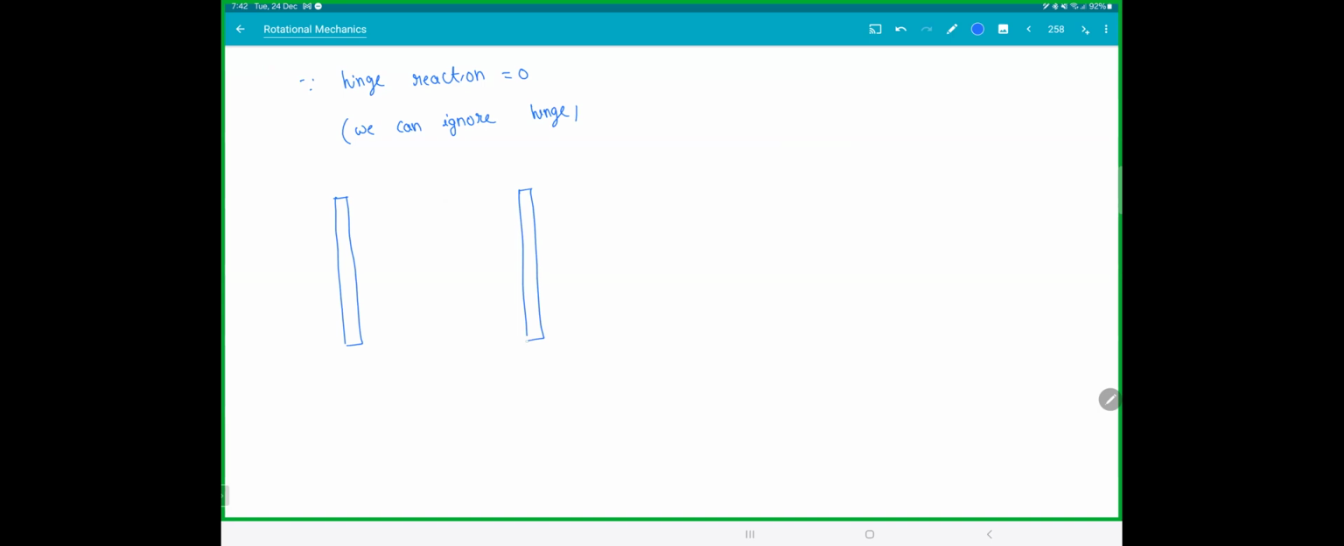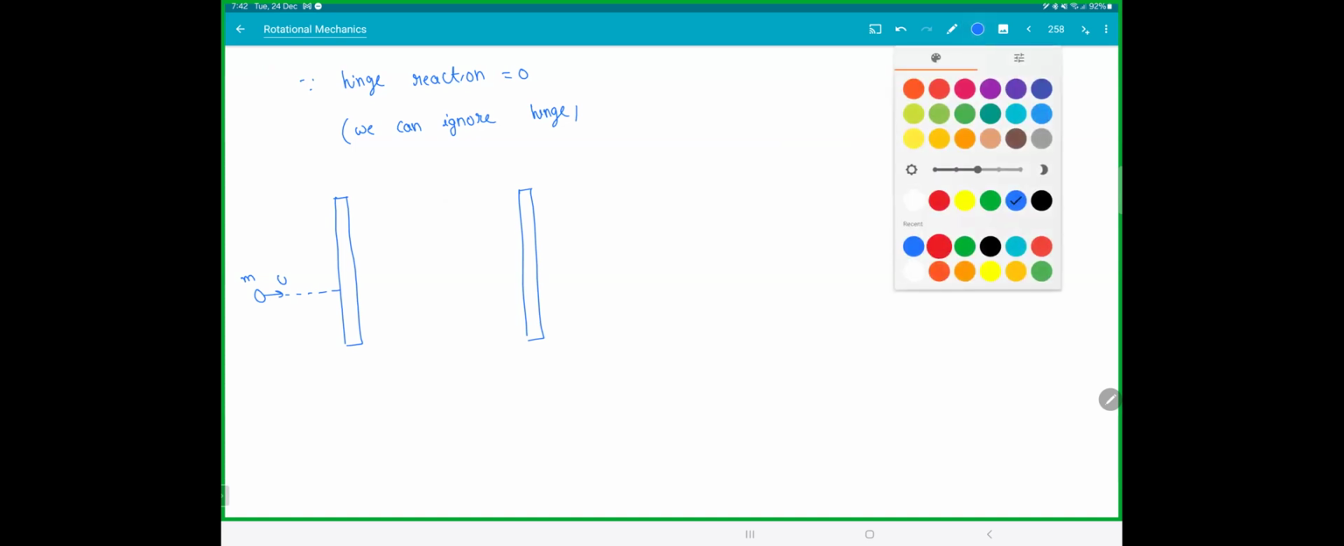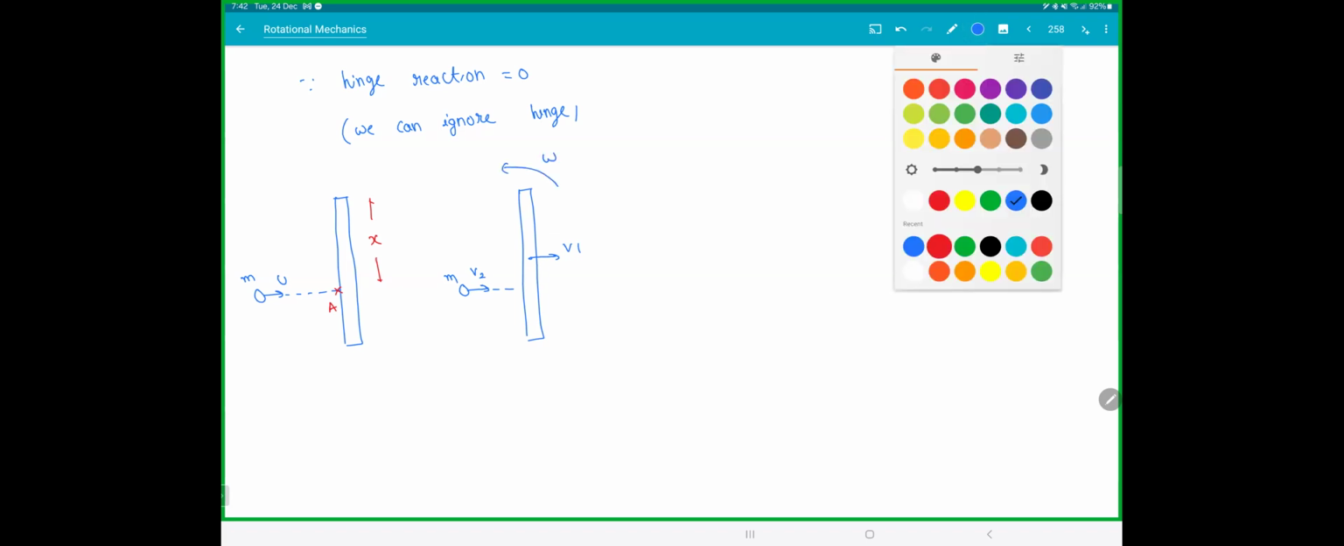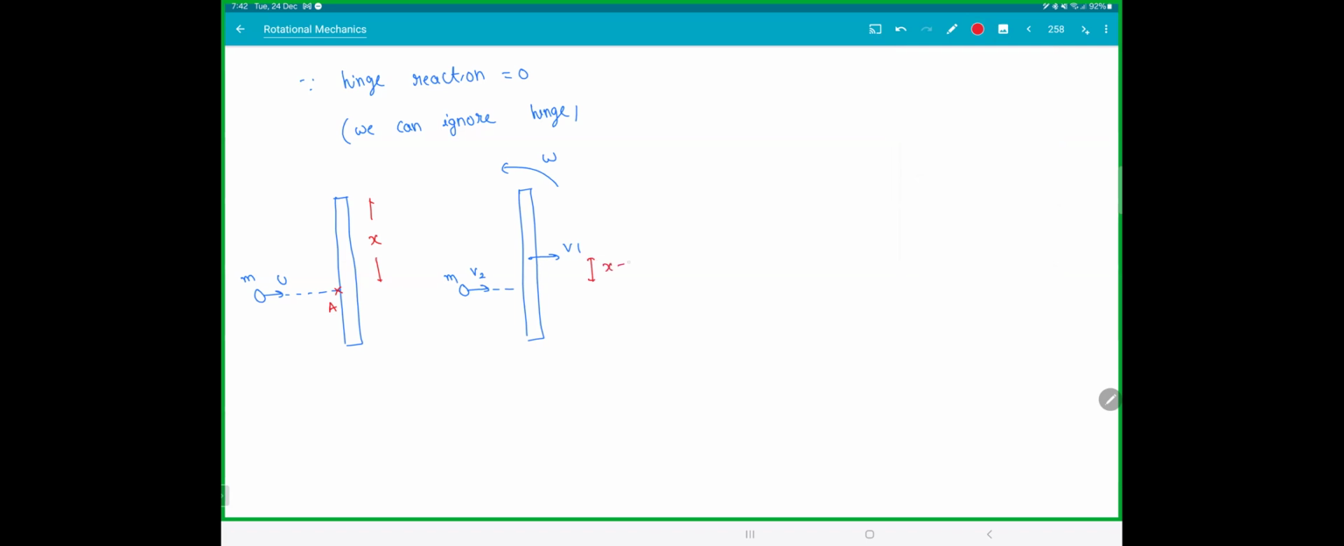So first thing, draw the final diagram. You are going with mass m with speed u, you are hitting somewhere here. This point is A, and this distance is x. So after collision, the speed will be something else. Let's call it v2. The rod's velocity will be v1. It is trying to rotate with omega this way. This distance will be x minus L by 2. This is point A.